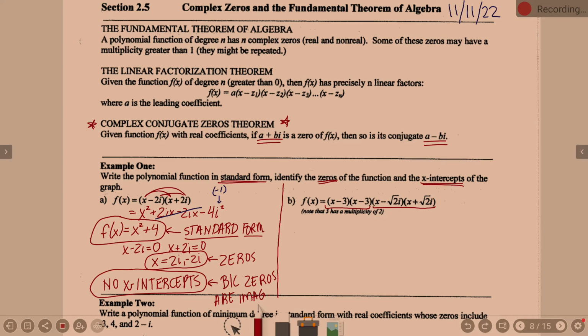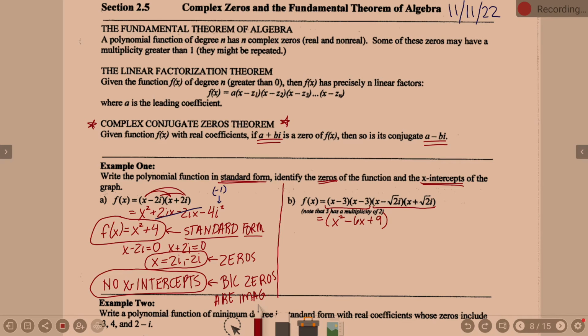So, let's work. X minus 3 times x minus 3. Can we go ahead and simplify as we go? X times x is x squared. X times minus 3 is minus 3x. Negative 3 times x is another minus 3x. So if I simplify as I go, minus 3x and minus 3x is minus 6x. Negative 3 times negative 3 is plus 9.